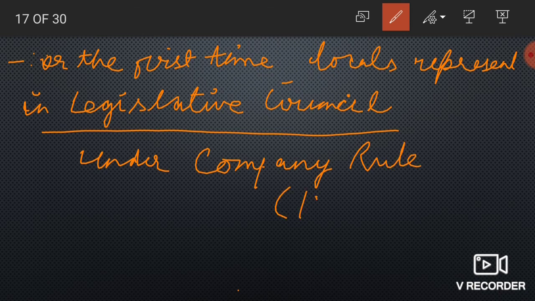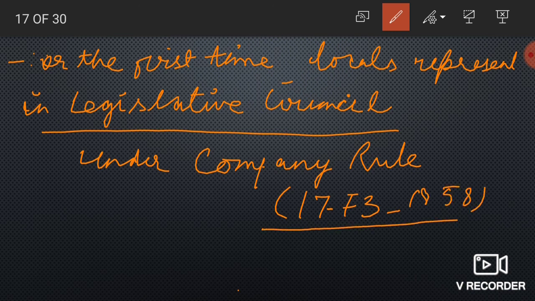So how many acts were made under the company rule? It was the Act of 1773, 1781, Act of 1784, then Act of 1786, 1793, 1813, after 20 years 1833, and after 20 years 1853. So these were the acts.